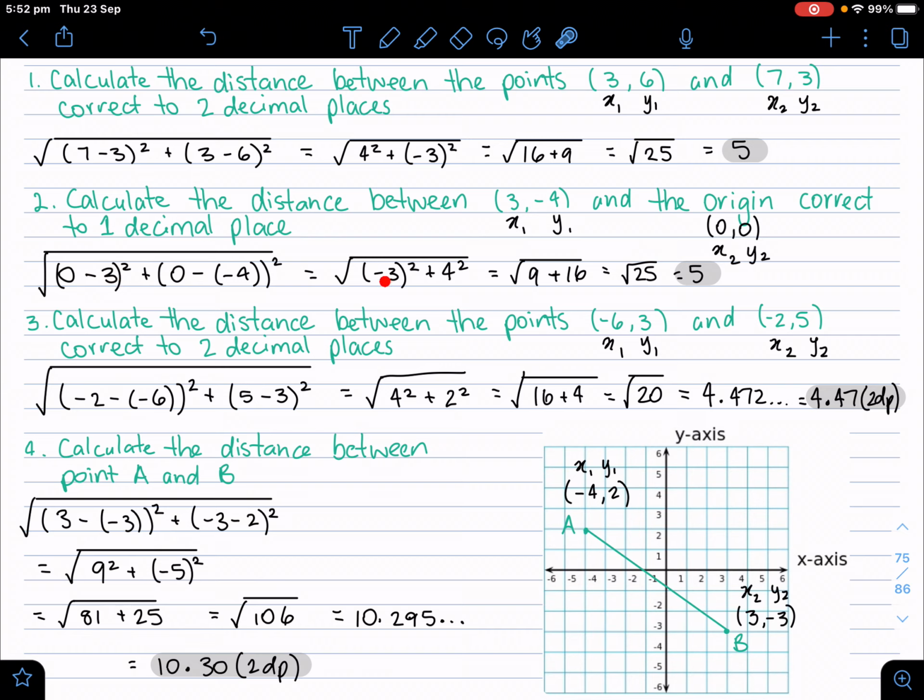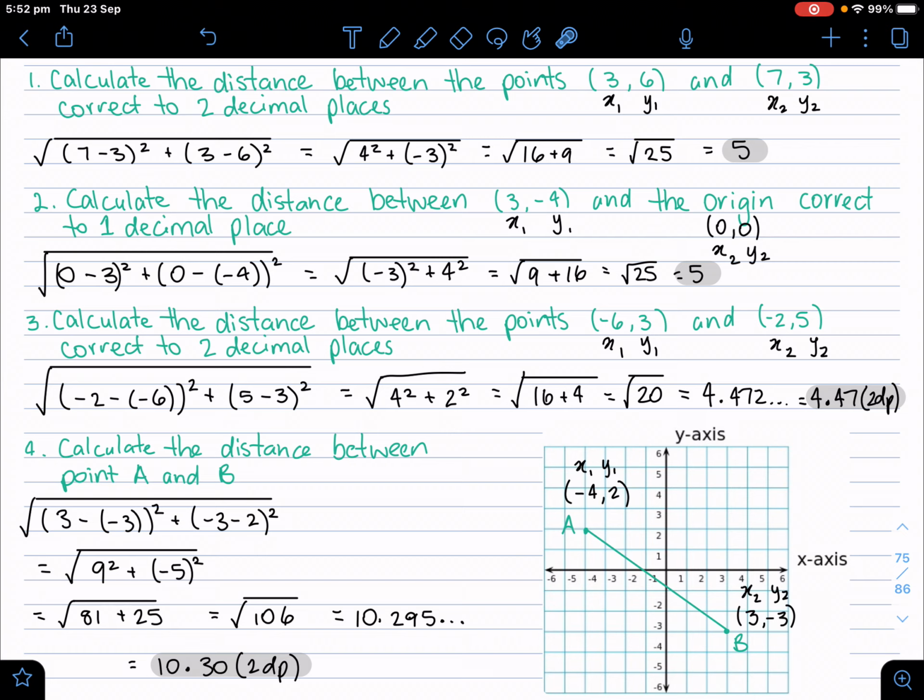Again, simplify. Negative 3 squared is 9. And 4 squared is 16. 9 plus 16 is 25. And the square root of 25 is 5. So you can do all of these step by step, bit by bit, and get to the answer. As I said, the more that you do of these questions, the easier it becomes because it's a very simple procedure. Let's look at example 3.